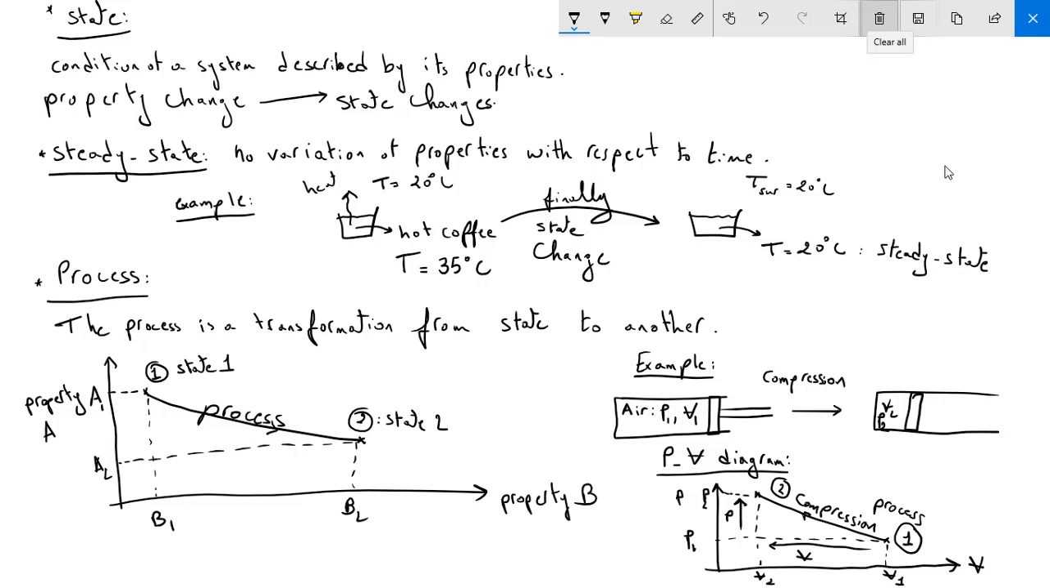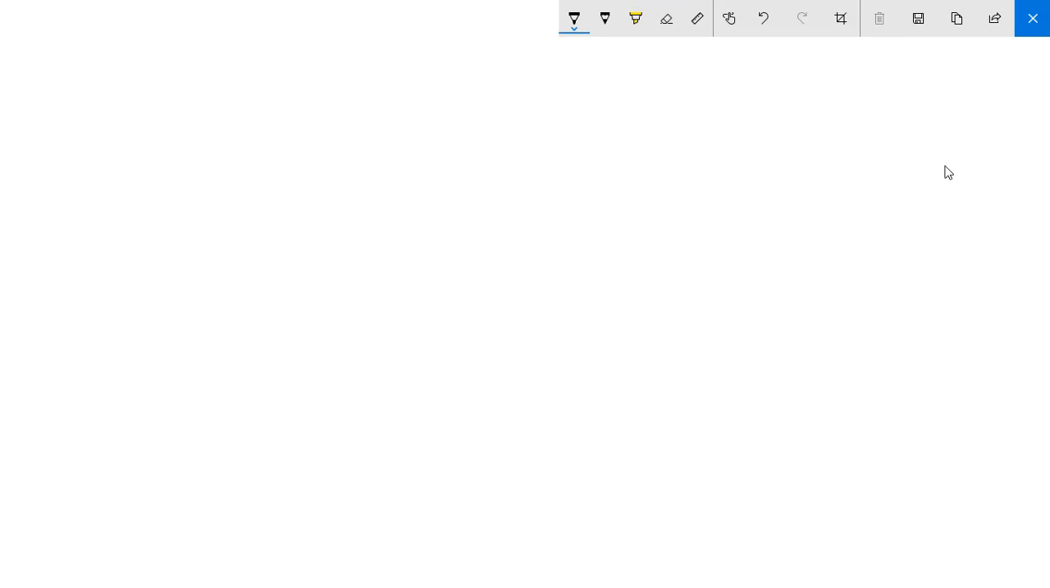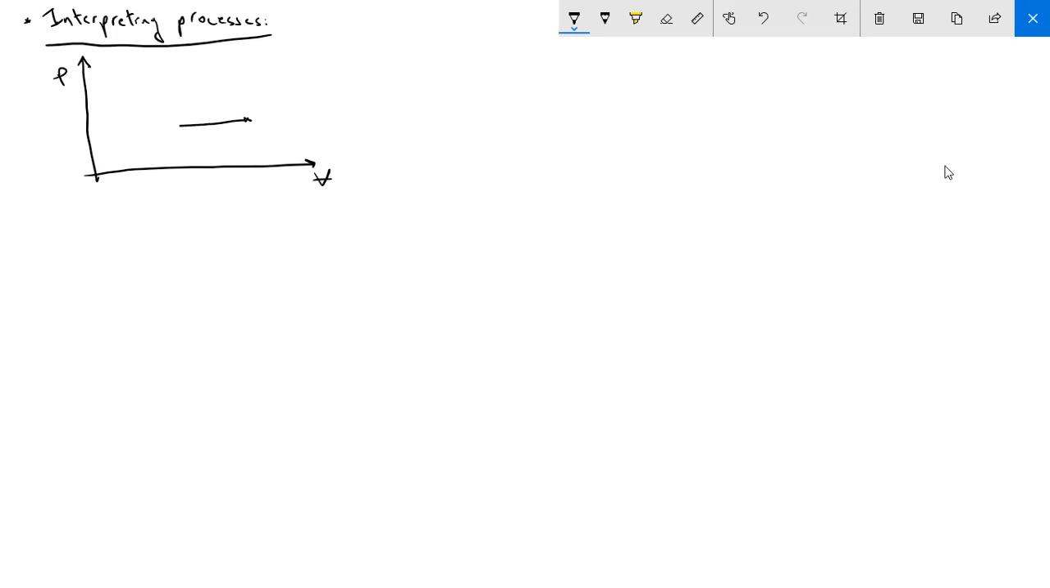Let's take some further examples of processes and how we can interpret processes. If we draw a PV diagram, let's say state 1, we have some change from 1 to 2. What can we say about this process? This is a constant pressure process where we have a volume decrease. So the volume decreases in this process.